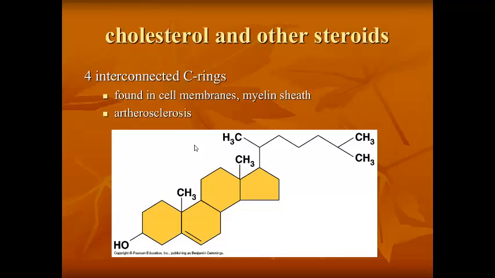Finally, the last macromolecule that we're going to look at in this video is cholesterol and other steroids. These steroids could be things like testosterone, estrogen, and progesterone. They're always easily identifiable because they're made up of four interconnected carbon rings. They perform many different functions within the cell. Cholesterol is found within the cell membrane. Cholesterol is also found in the myelin sheaths that insulate neurons in the body. Steroids are used as hormones that direct the process of protein synthesis within the body.